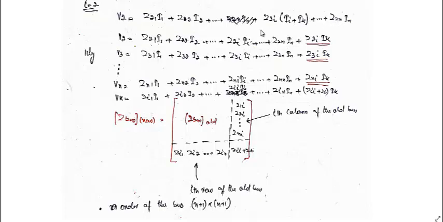So taking this Z2i Ik separately, making it another term corresponding to Ik, V2 is equal to Z21 I1 plus Z22 I2 plus Z2i Ii plus Z2n In plus Z2i Ik. Now I have taken this separate. Similarly, V3 is equal to the same earlier equation plus Z3i Ik. Vn is equal to the same equation plus Zni Ik.